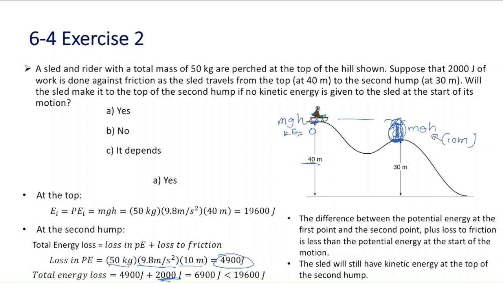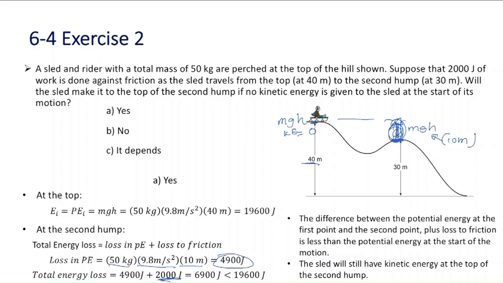So this means the difference between the potential energy at the first point and the second point plus the energy lost due to friction is still less than the potential energy at the start. Therefore, the sled will actually have some kinetic energy left over at the top of the second hump.